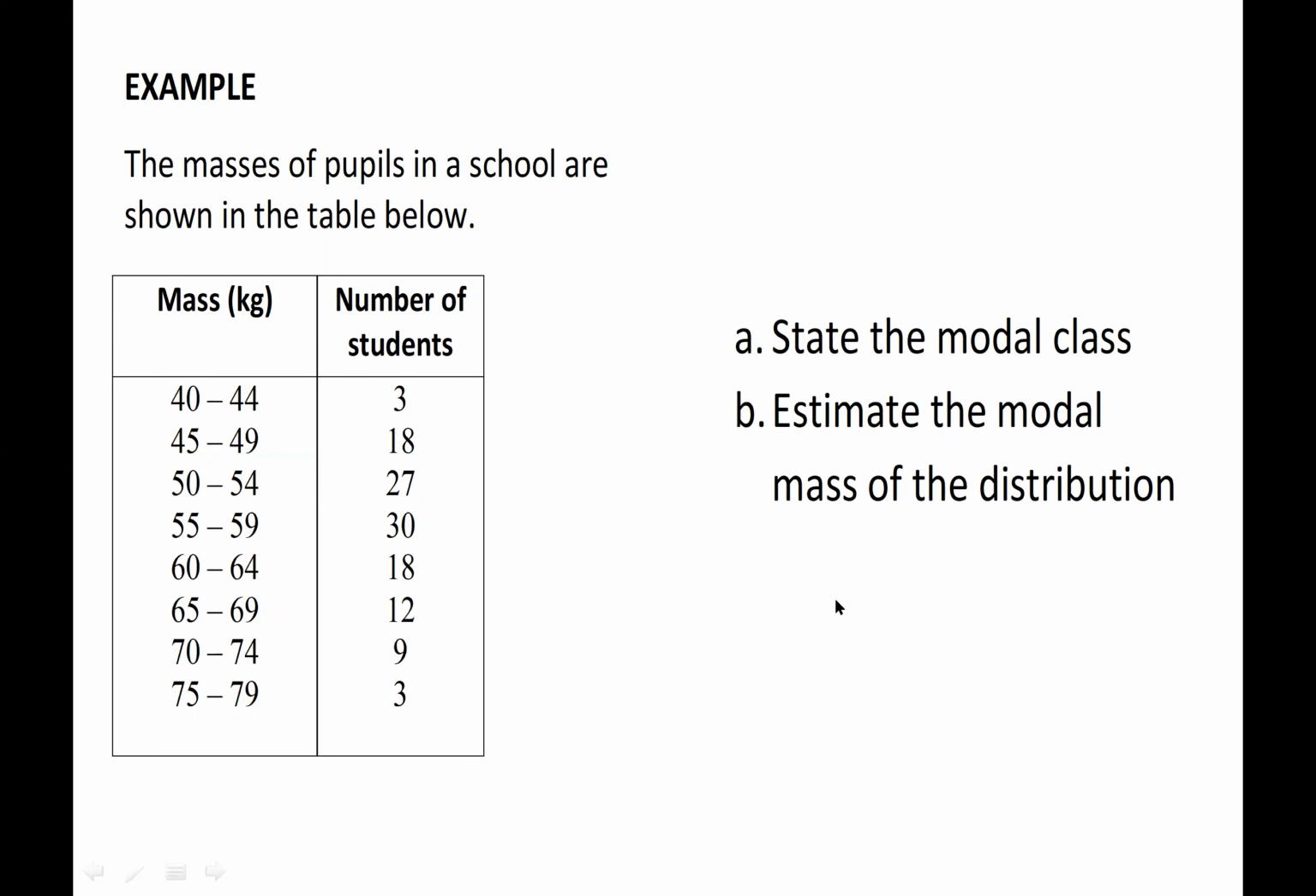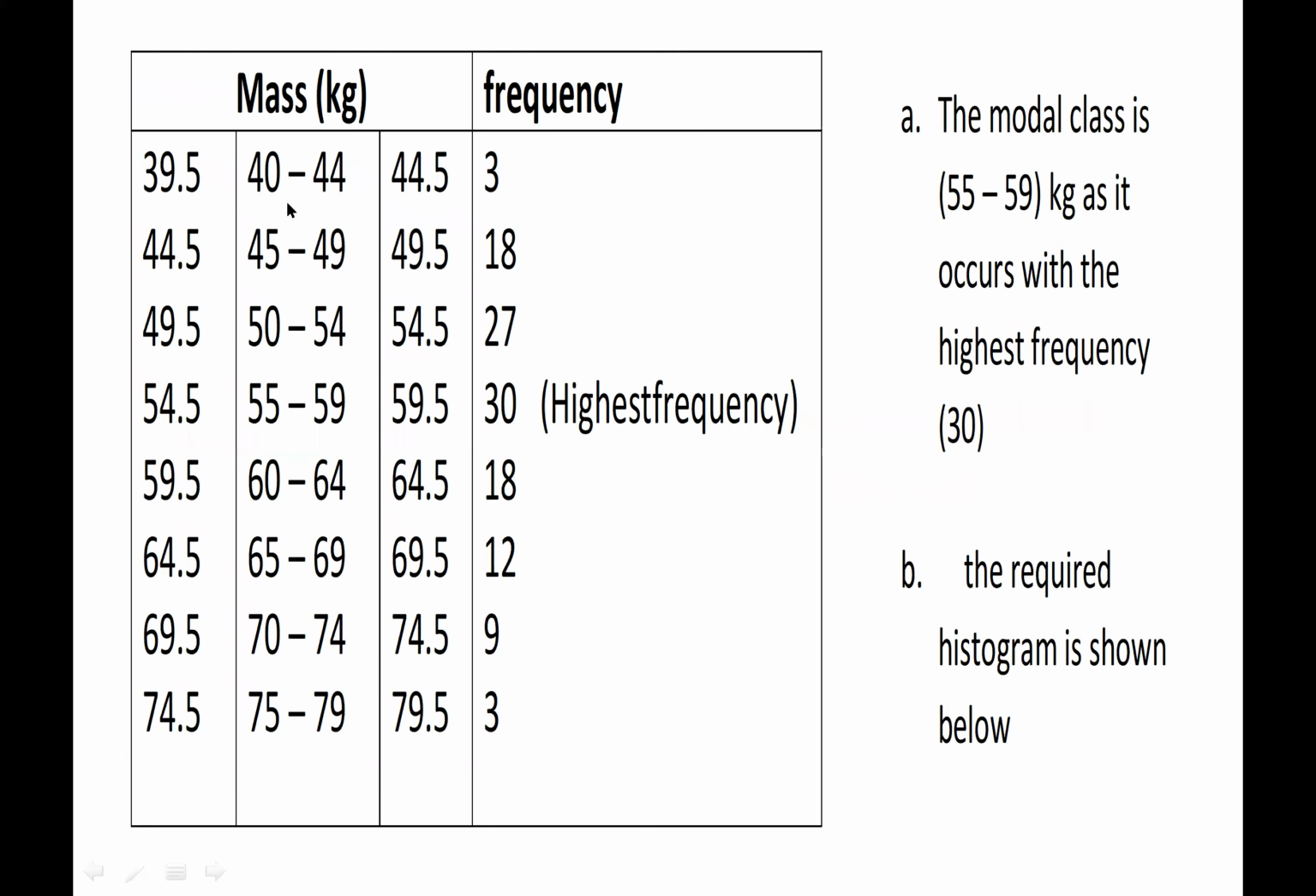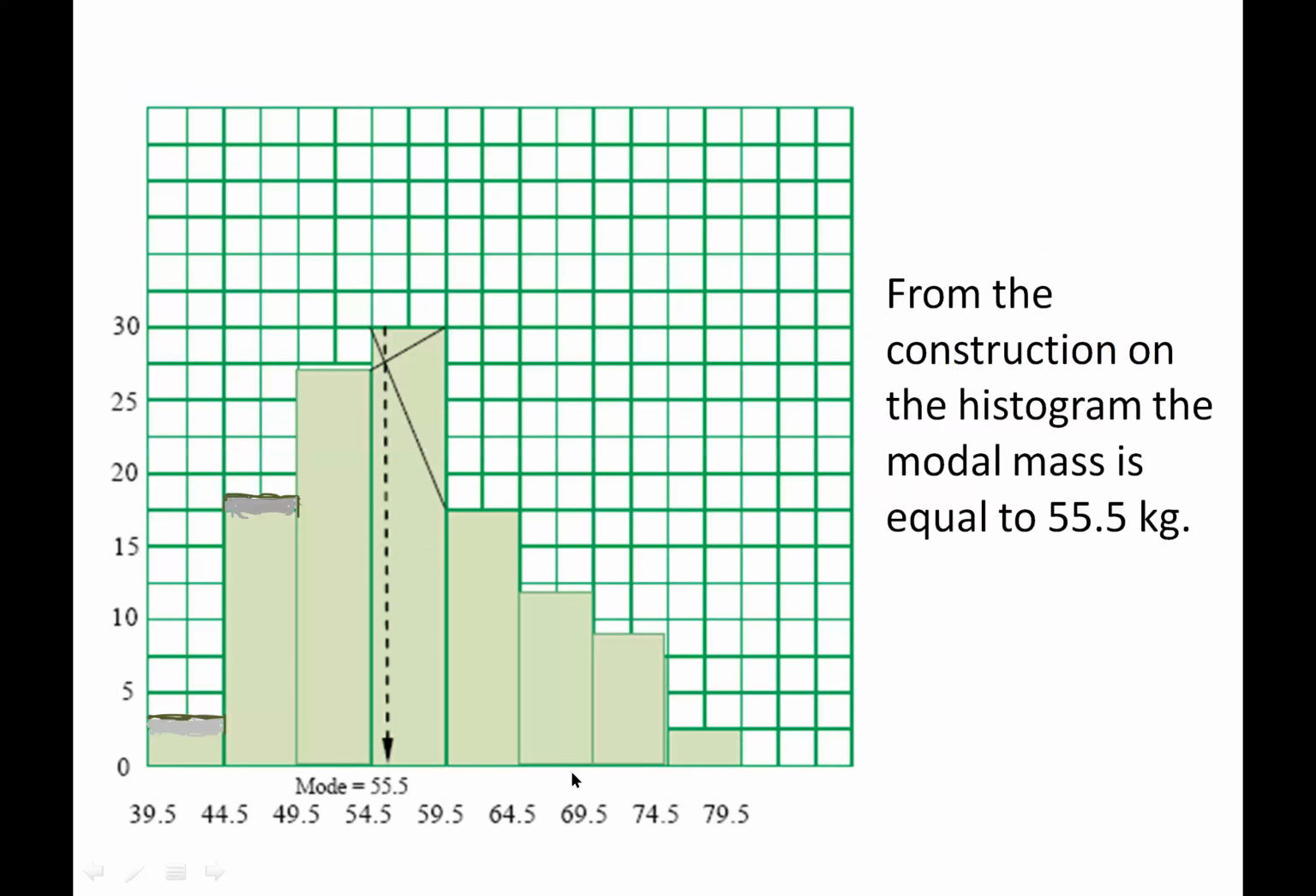And so what we do is we plot a histogram using the boundaries, right? You guys are supposed to know how to find the boundaries for each one of these intervals. Each of these are the boundaries. So you use that and you draw your histogram. And when you draw your histogram, the tallest bar here will be the modal class.